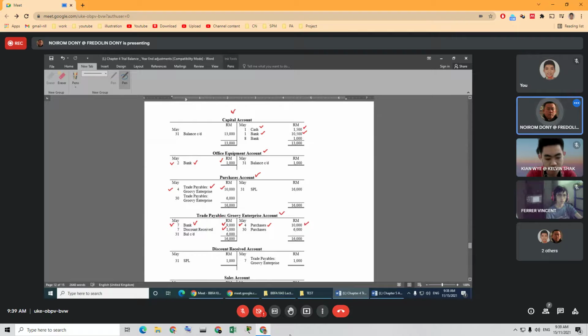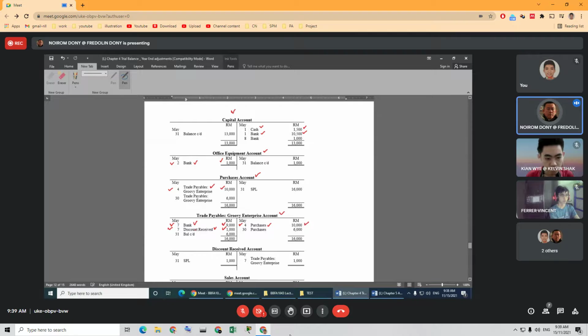So we debit trade payable. Otherwise, if we don't do this entry, there will be a redundant 1,000 here because the original amount is 10,000, isn't it? So we have to put in the remaining as a discount. So that's why 1,000 is being debited in the trade payable Groovy Enterprise account. 1,000 here. And in the particular you write down discount receipt, at the same date.